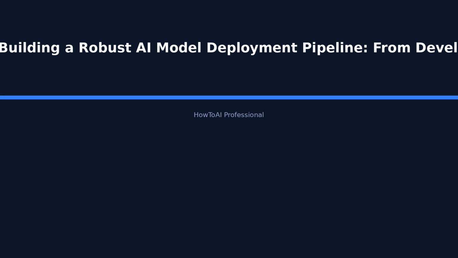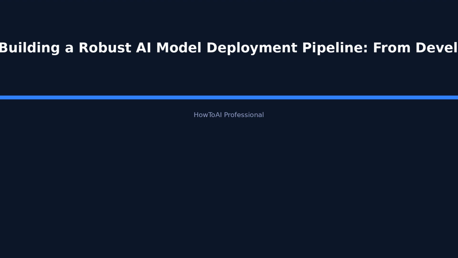Today, we're diving into a topic that's crucial for anyone working with artificial intelligence: building a robust AI model deployment pipeline. Whether you're a seasoned data scientist or just stepping into the field, understanding how to transition your AI model from development to a production-ready system is key to harnessing the full potential of AI. So, let's get started.